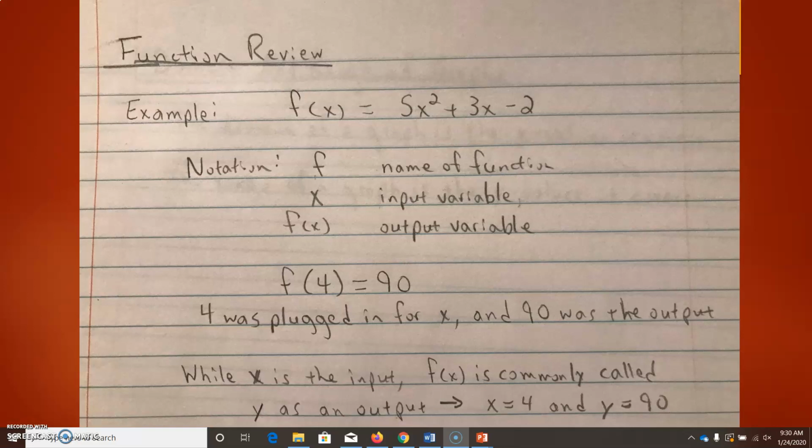So if we want to plug in a value, such as 4 here, we'd plug it in everywhere we have an x, and then we would get 90 out. So basically, x is 4, and the output, which is usually called y in some cases, if not f of x, is 90. So the notation here, f of 4 equals 90, is used to show not only what function we were working with, but the input-output values together.